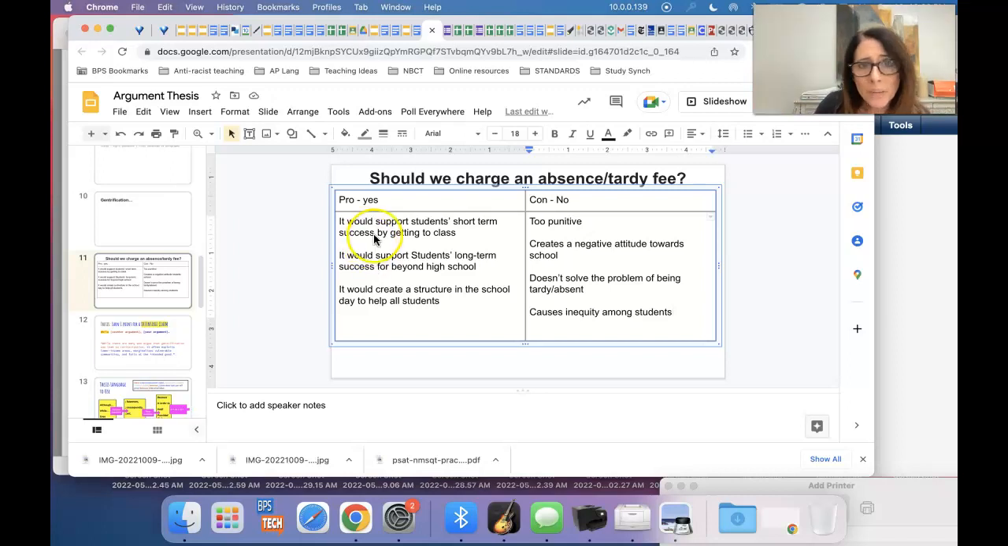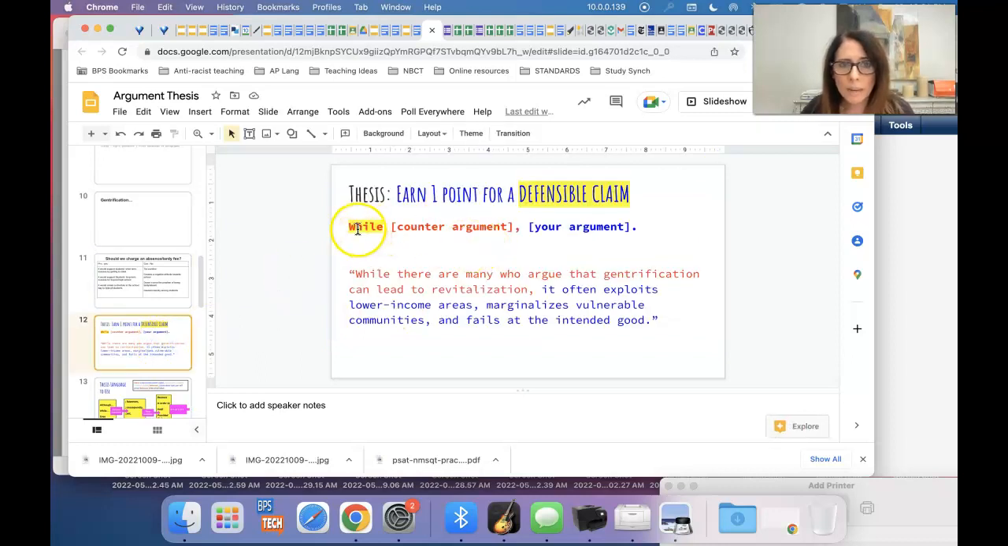So I'm going to say, although it would support students' short-term success in getting to class, charging an absence or tardy fee is too punitive, creates a negative attitude towards school, and causes inequity among students. Done. That is my thesis statement. So how did that sound? You bring in one of the sides that you are not going to write about, and then you name the 3 that you are going to write about. And so it looks something like this.